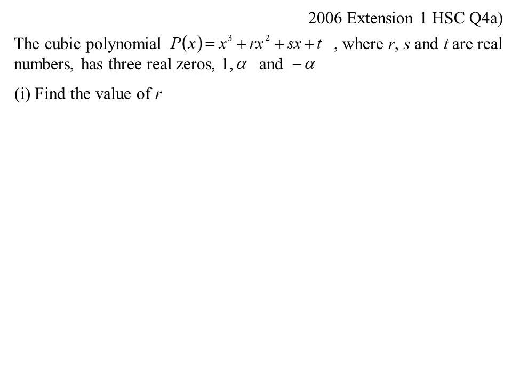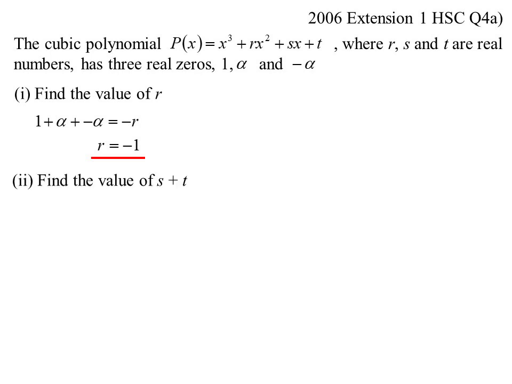2006 paper. Wow. The only coefficient we know this time is the coefficient of x cubed. It's monic. R, S and T are just some real numbers. And they've told us that the solutions, or the zeros, are 1, alpha and negative alpha. Find the value of R. Well, sum of the roots 1 at a time. Well, the alpha and the negative alpha will cancel. That's nice. So R will simply be negative 1. That came out quite nicely.